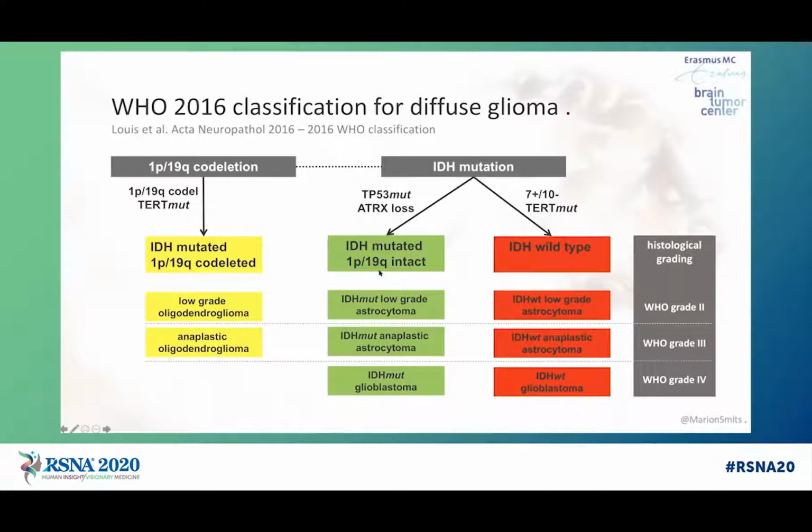And of course, we've known this mutation since well before this classification as the hallmark feature of oligodendroglioma. In the absence of a 1p19q co-deletion, we're dealing with an astrocytic tumor, which is either IDH mutated or IDH wild type. So histological grading is added to this as we know it from before the WHO 2016 classification.